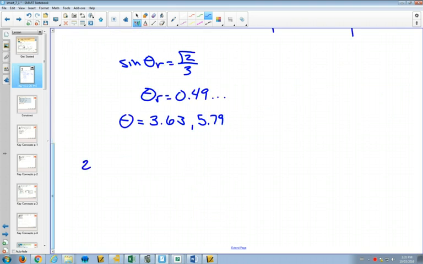Question 2, I'll give you some time to try it on your own. 8 tan theta plus 3 equals 0.